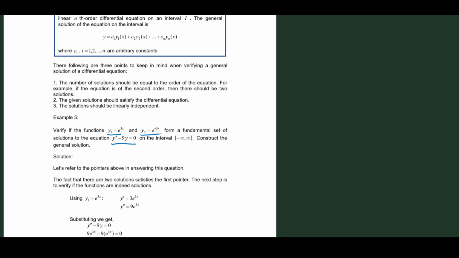Okay, so let's take a look. The first key point is that the number of solutions should be equal to the order of the equation. What is the order of our equation? It is second order, as you can see here. And how many solutions do we have? We have two. So the first key point is satisfied, and we are good with that. How about the second one? The given solutions should satisfy the differential equation. So how do we check that? Let's check one by one.